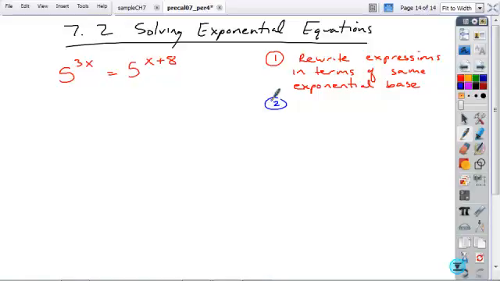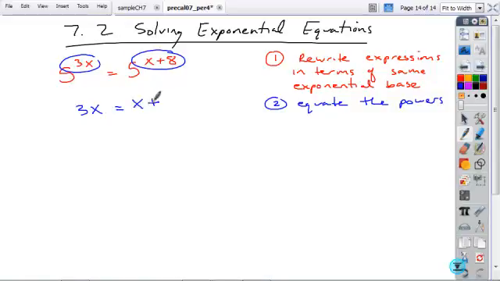Once you have them written in terms of the same exponential base, you're then going to equate the powers. What that means is you're going to take whatever the powers are. In order for this whole equation to be equal, this power on the left has to equal the power on the right. That gives you equivalent expressions. So our next step is to take 3x, set it equal to the power of the other side, x plus 8. Then once you equate the powers, you can jump to the last step, which is to solve your equation.